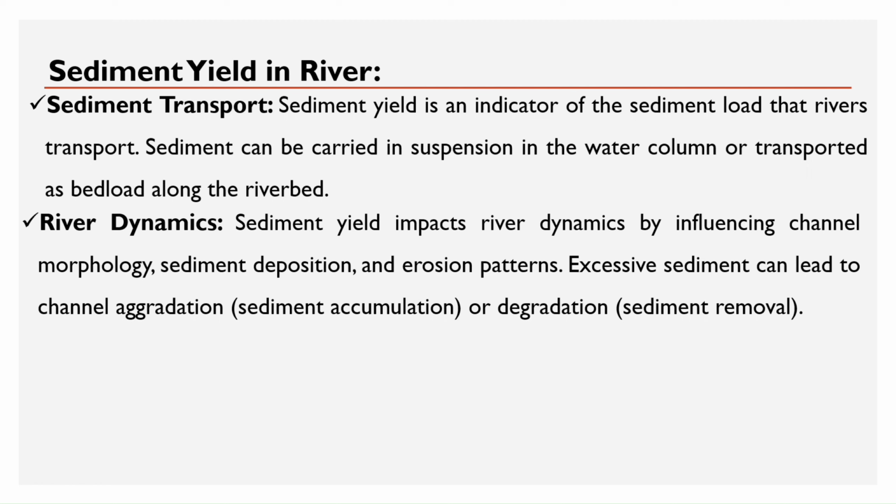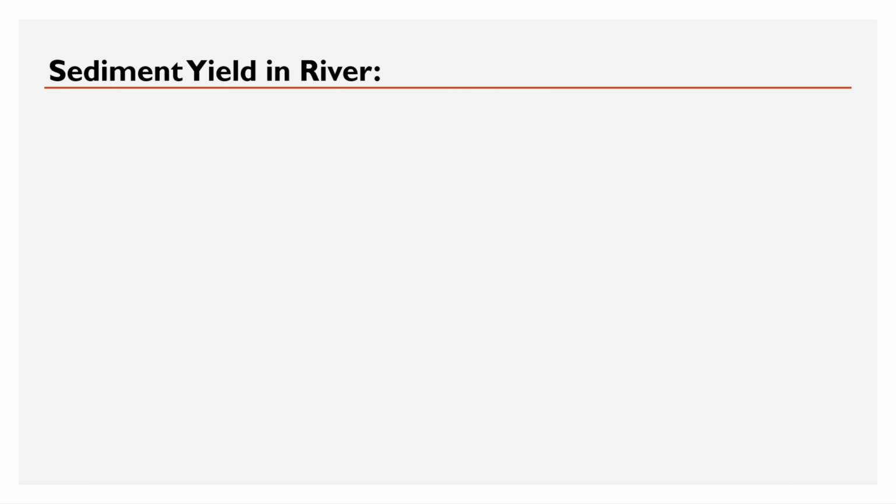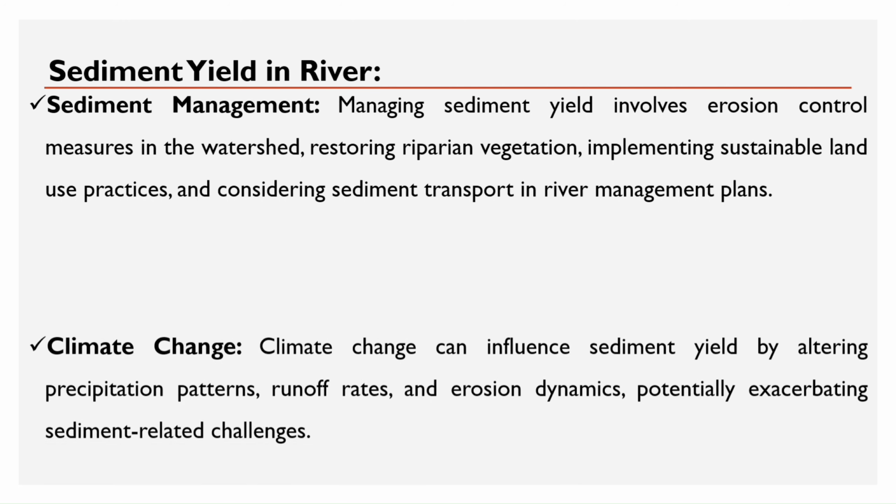Impacts of sediment. Sediment yield can affect water quality, aquatic habitats, navigation, and infrastructure. High sediment loads can increase water turbidity, smother aquatic habitats, and contribute to sedimentation in downstream water bodies. Sediment management. Managing sediment yield involves erosion control measures in the watershed, restoring riparian vegetation, implementing sustainable land use practices, and considering sediment transport in river management plans.